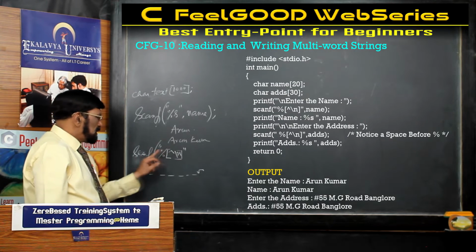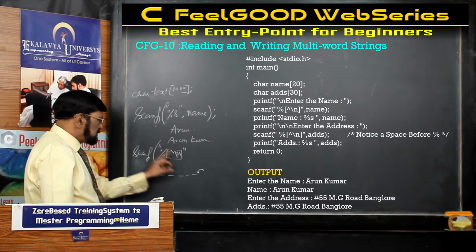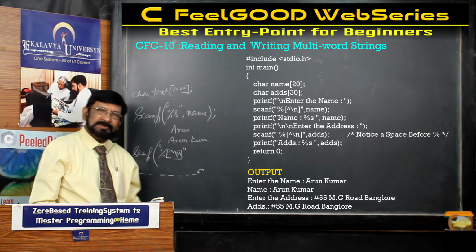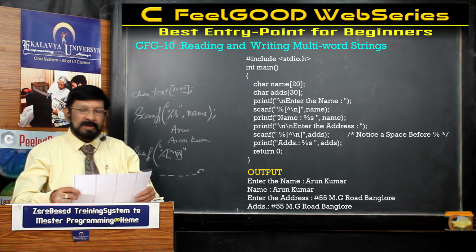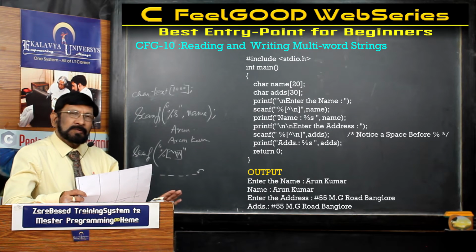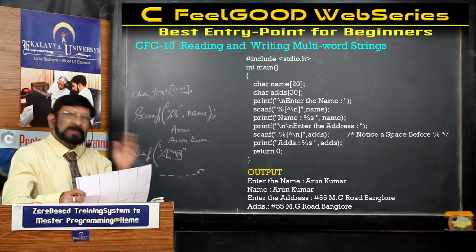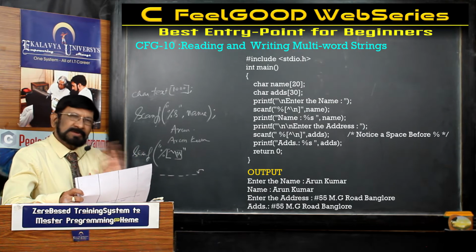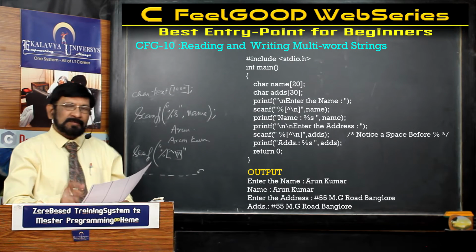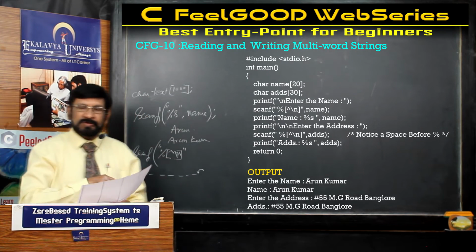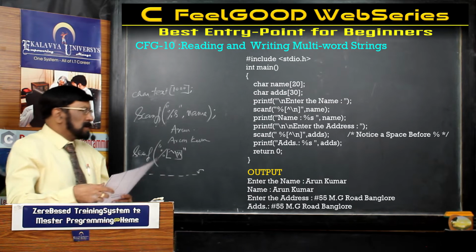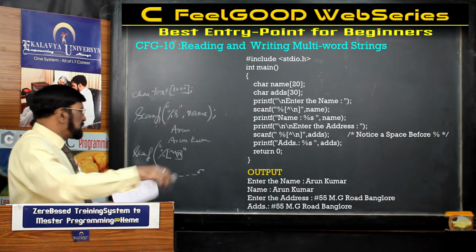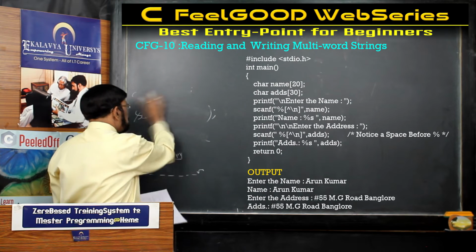Percentage symbol, square brackets, within that the tilde symbol, thereafter the new line sequence. This you write. Then you can enter multiple word names. As far as possible, avoid that for the feel good series. Later, we go for the fast track series. There we develop projects. There you do that. Now, with this understanding, proceed with the problem.